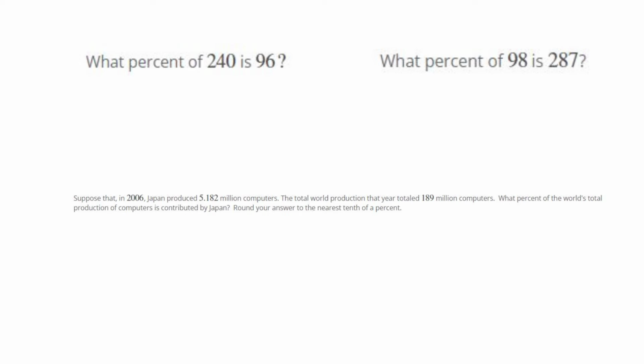What percent of 240 is 96? So let's just make an equation. What percent, that's my X, of means multiply, 240 is means equals 96. And just like we did on that previous slide, to undo the multiplication so that you can get X by itself, you're going to have to divide. So I'm going to divide by 240. That'll make the X sit here by itself. And then in my calculator, I do 96 divided by 240.